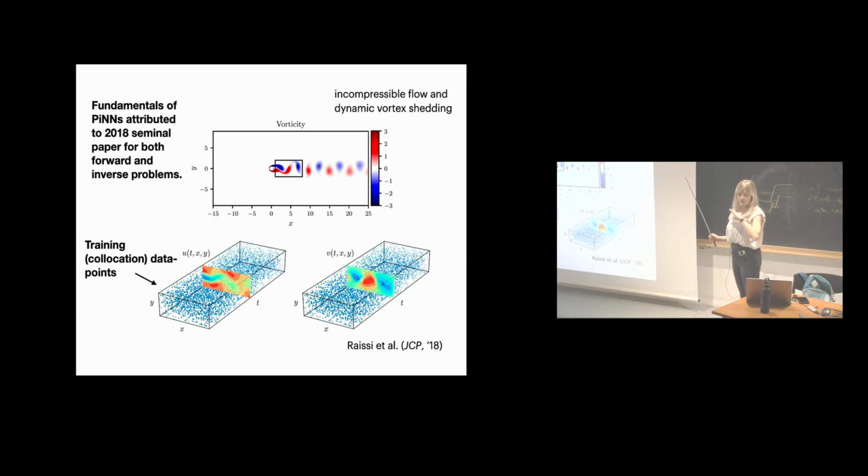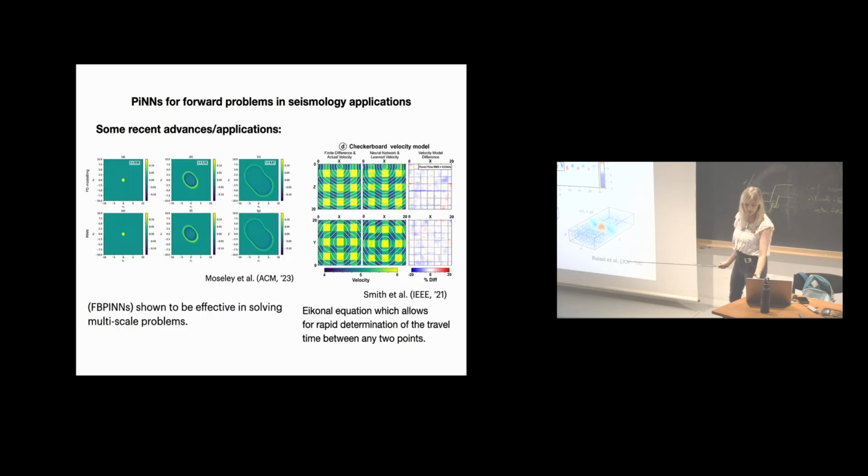So this is just a history of physics-informed neural networks. It's attributed to a seminal paper by Raissi from 2018, who showed that you could solve really complex physical problems, PDEs, here in this case Navier-Stokes, using PINNs. And the collocation points here are the blue dots. This is your data. You get to choose points in your spatiotemporal domain, and those are your data points. You're not training it on any data obtained from, say, a finite difference method or something like that.